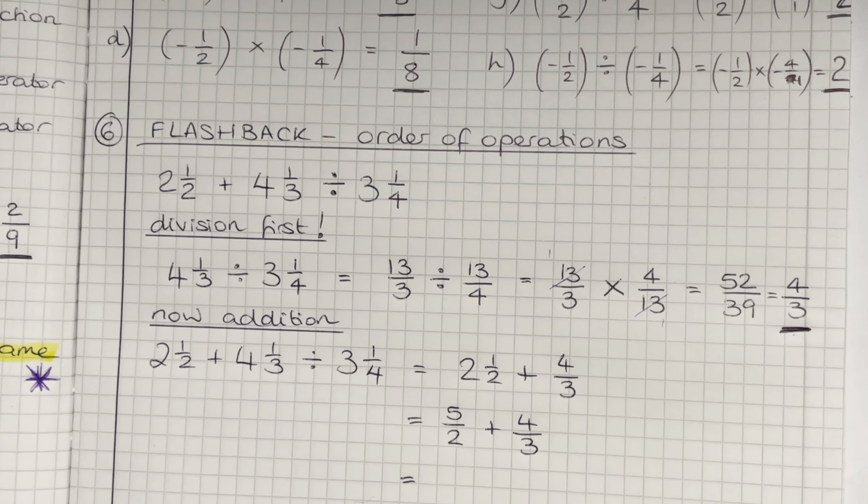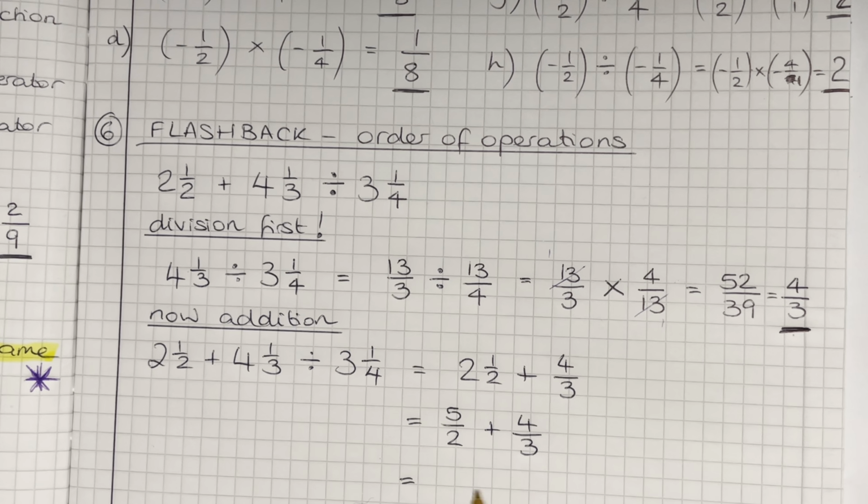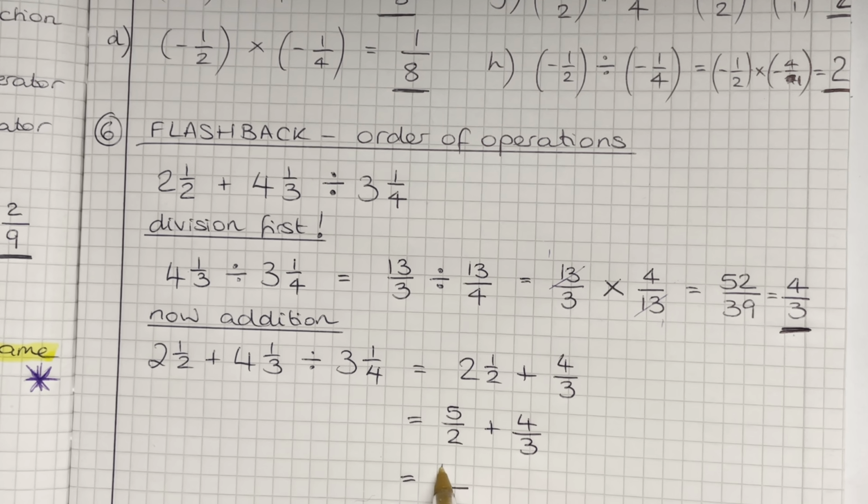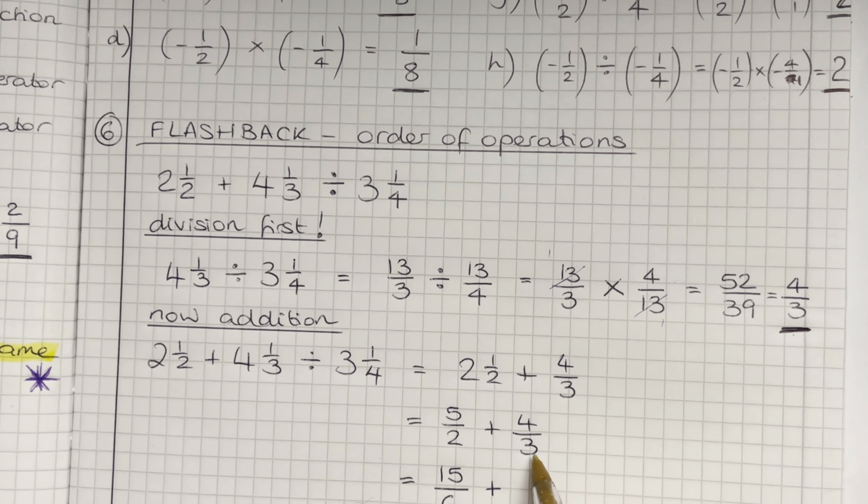In this case, I can multiply the two numbers together, which gives me 6. So an equivalent fraction of 5 over 2, I've multiplied 2 by 3 to get 6. So 5 multiplied by 3 is going to give me 15. I know that 3 multiplied by 2 gives me 6. So 4 multiplied by 2 gives me 8. 15 plus 8 is 23 over 6. I can leave that as an improper fraction if I want.